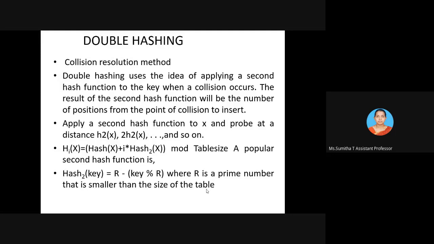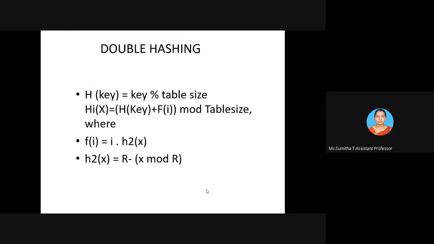So I need to make that particular r as 13. Like this we can go with the second hash function. With the help of this, we can find the empty position and insert the element. This is the main formula: hash key equals key mod table size. And h2(x) is denoting what? In the case of linear, f(i) equals i; quadratic, f(i) equals i squared. Here in double hashing, f(i) equals i times h2(x). h2(x) is nothing but the second hash function.